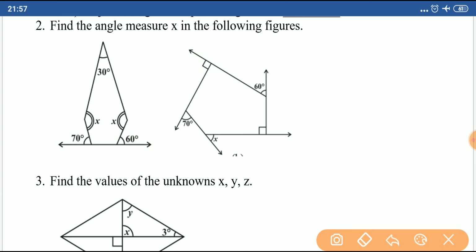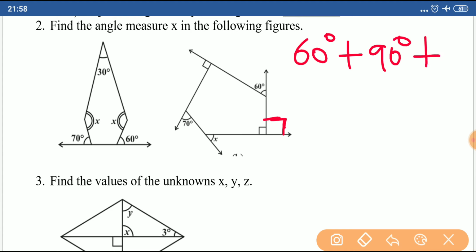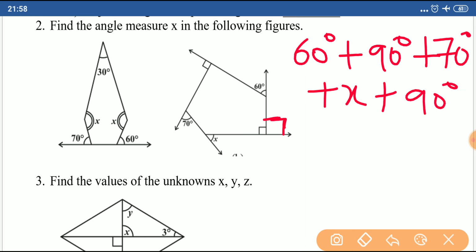Now next one, this is your 60 degree, this is 70 degree. Okay, 90 degree. You can see if this is your 90, so here also you can make a 90 degree angle, and all angles are exterior angles, and you know that the sum of all exterior angles is equal to 360 degree. So this is 60, then next is your 70 degree, plus this is your x, and plus this is your 90 degree, and equals to 360 degree.